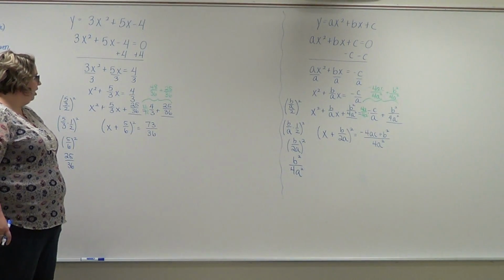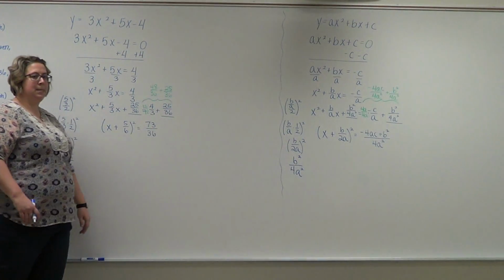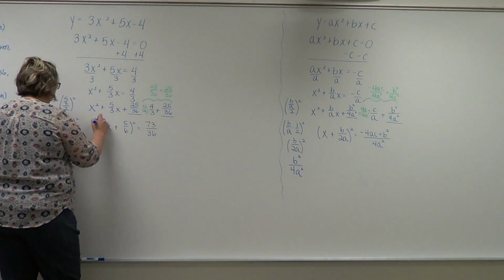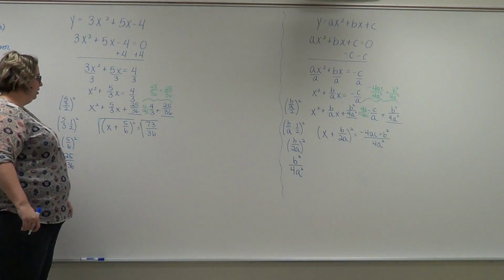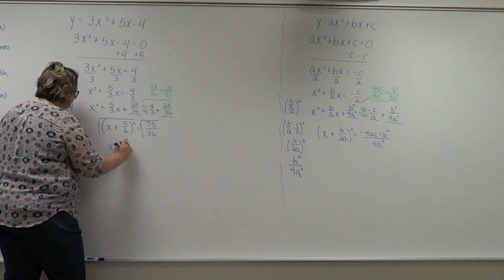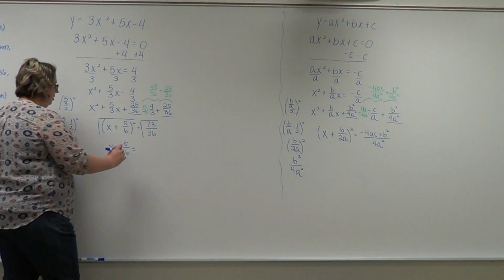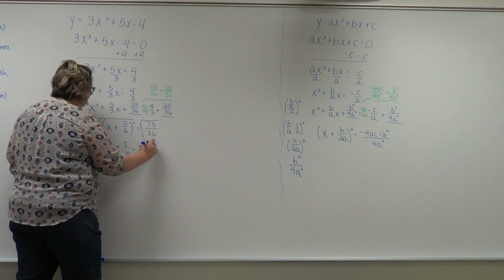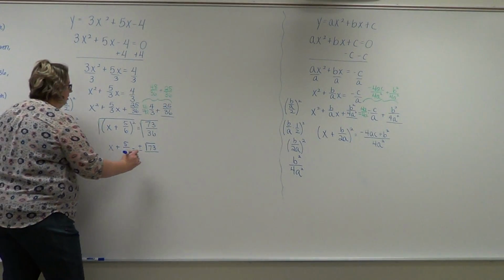Okay? Alright, so we got them to parentheses squared. So now what do we do? Square root. So we square root both sides. So we got to get x by itself. So on the left-hand side, this would become x plus 5/6. On the right-hand side, I would have plus or minus. Hey, 73 isn't perfect, doesn't break down, so it would stay the square root of 73. But what about the square root of 36? 6.